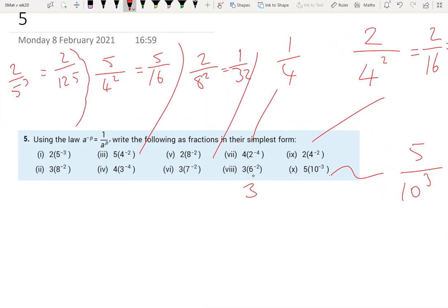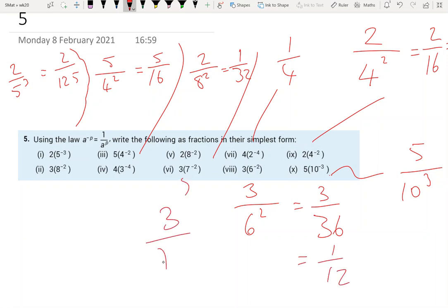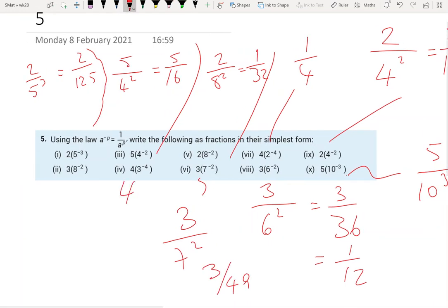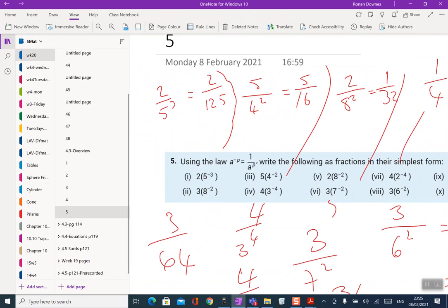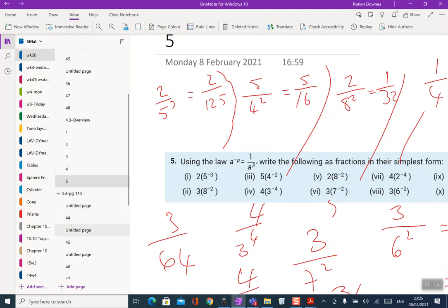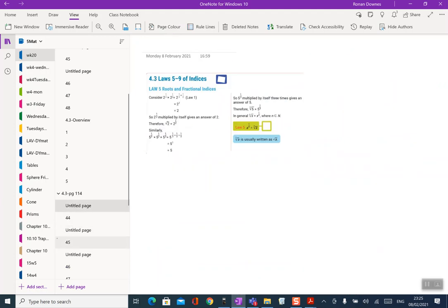You can see there's going to be cancellation here because the 3 and the 6 have something in common. Nothing in common, finished there. Nothing in common. That it? Not for now.